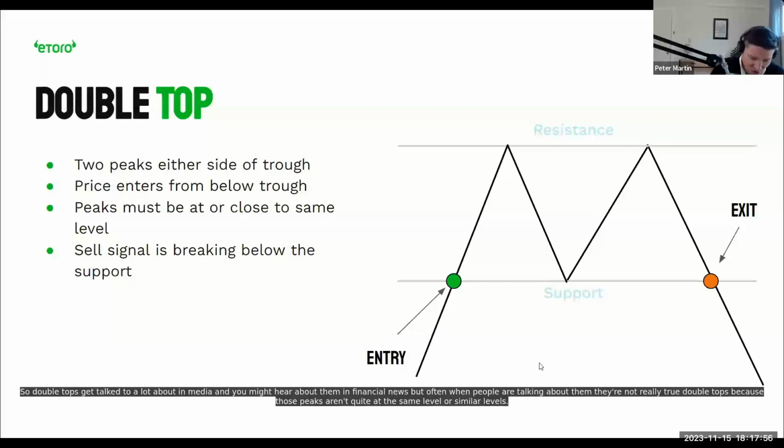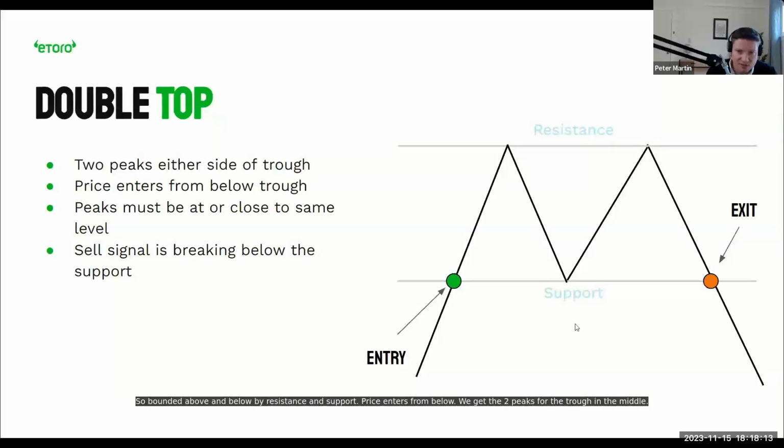So double tops get talked about a lot in media, and you might hear about them in financial news. But often when people are talking about them, they're not really true double tops, because those peaks aren't quite at the same or similar levels. And then the sell signal is when it breaks, as we can see on the right of this diagram, below the support level. So it's bounded above and below by resistance and support. Price enters from below, we get the two peaks with a trough in the middle, and then it exits when it comes below that support level.